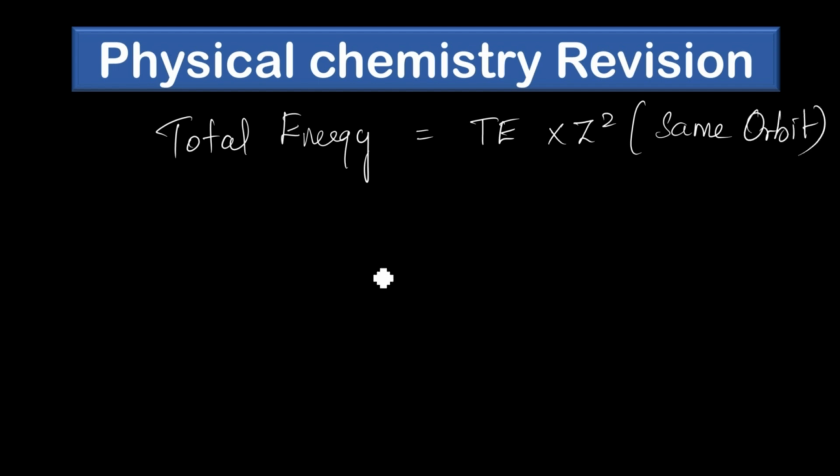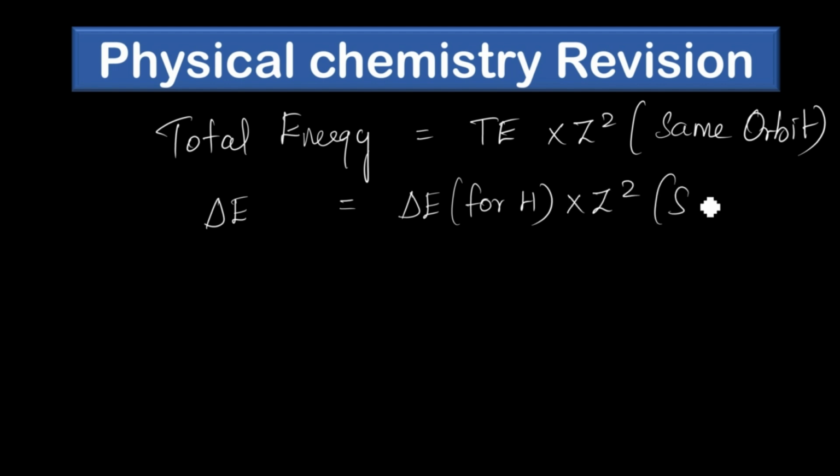If they are not asking the same orbit, if they are asking for the same transition, then delta E, transition means the change in energy, how much it absorbed or released, right? The delta E of hydrogen-like species is equal to delta E for hydrogen into Z square for same transition.